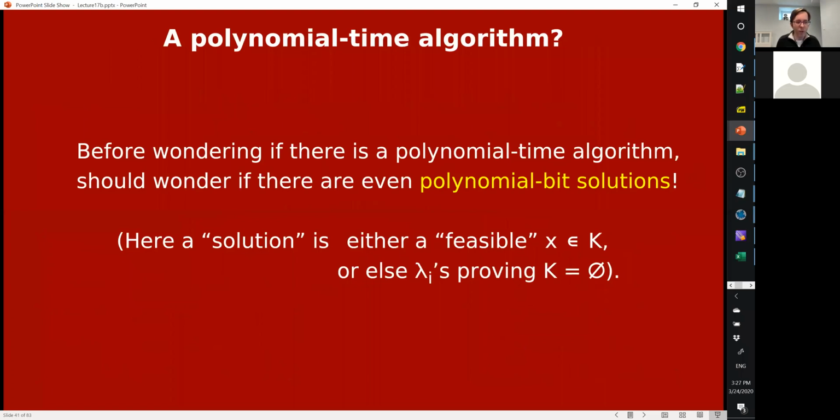But before getting there, we should come back to this technical but interesting question. Before wondering if there is a polynomial time algorithm, we need to wonder if there are even polynomial bit solutions. Okay, so remember, when K is feasible, or non-empty, you're looking to find a feasible x, meaning an x that satisfies all the inequalities, or else you want lambdas which prove that K equals the empty set.